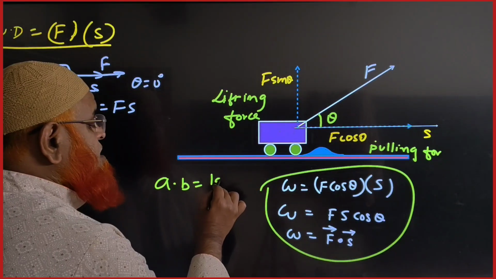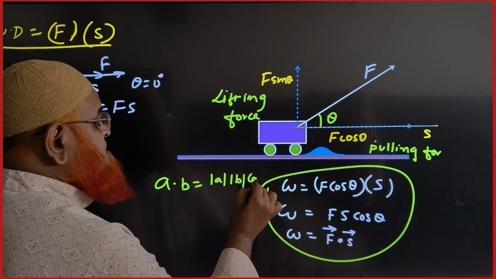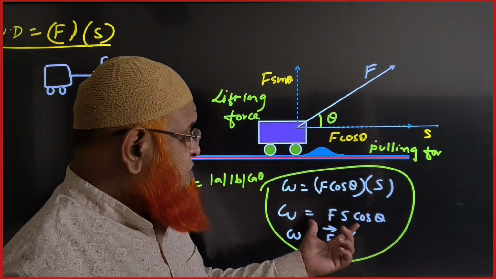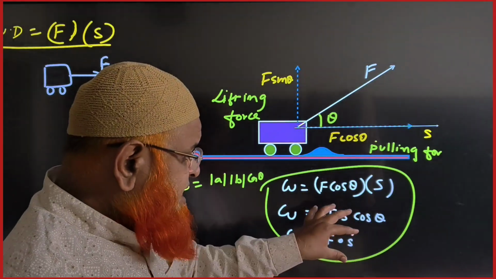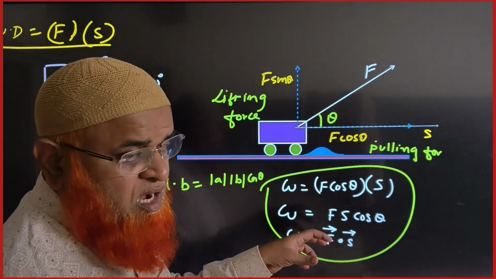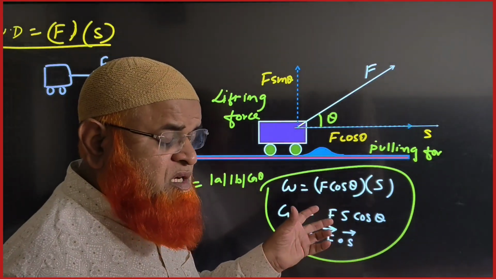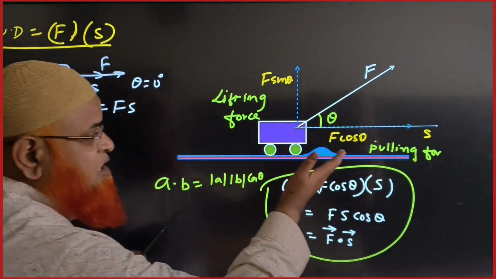A dot B is nothing but mod A mod B cos theta. तो ये जो है ना, डॉट प्रोडक्ट के लिए the best example is force into displacement. Force and displacement are vectors and the product is a scalar. Work is a scalar. इसलिए इसको क्या बोलते हैं? डॉट प्रोडक्ट भी बोल सकते हैं, और इसका एक और भी नाम है. It can also be called scalar product.